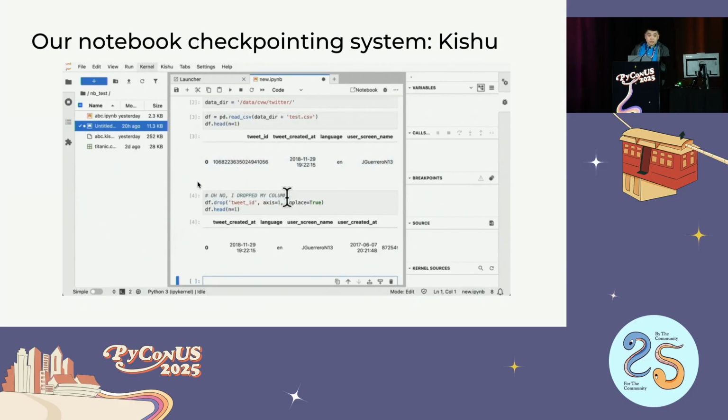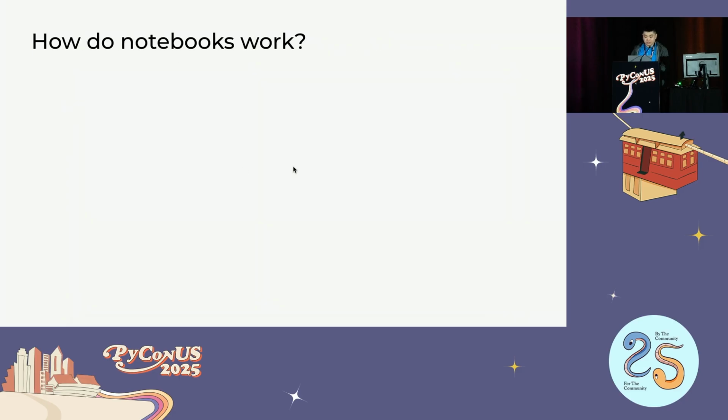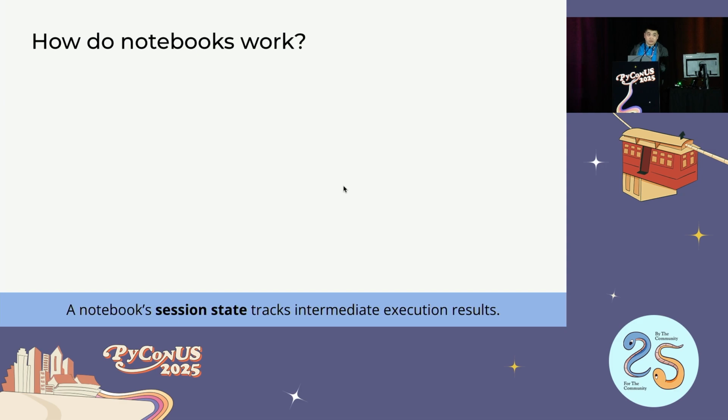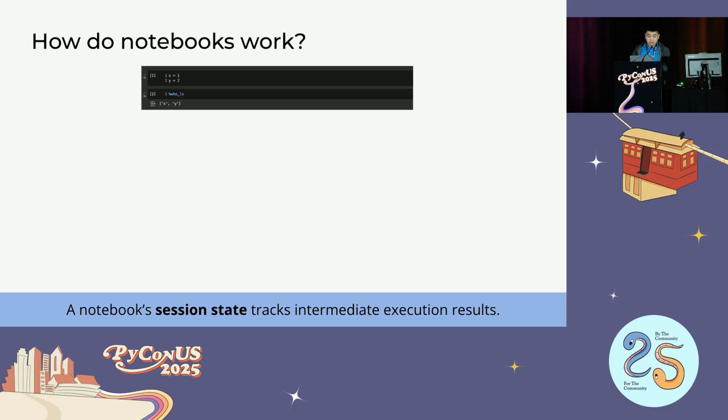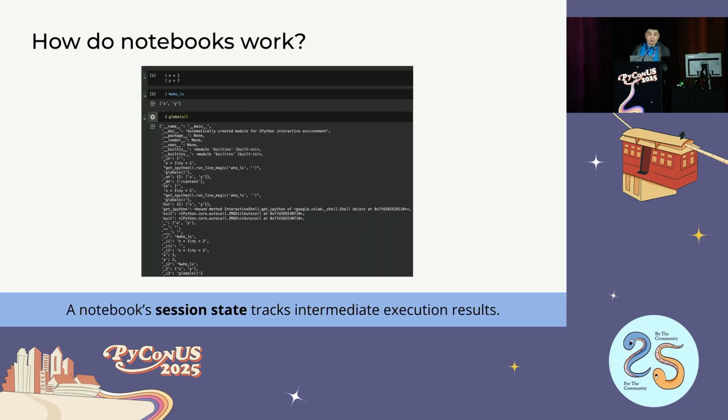And to begin, I want to do a bit of a brush up for the folks who are probably less familiar with notebooks. The way that notebooks work is that versus, say, conventional Python programs, they contain this so-called session state, which tracks intermediate execution results. So for example, if the user runs a cell that declares two variables, the notebook session state will remember that, along with a bunch of other metadata that I'm not going to go into too much detail about.